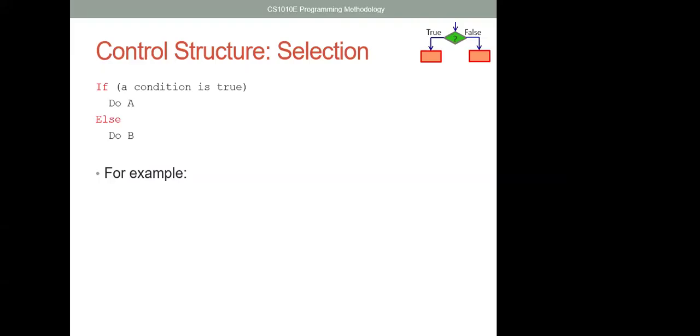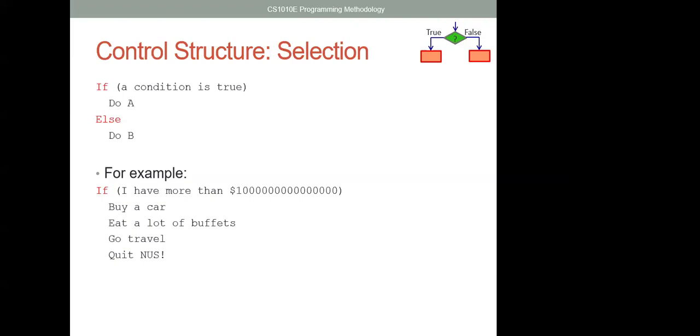For example, if I have more than $1 trillion, what do we do? I will buy a car, eat a lot of buffets, go travel, quit NUS. But if not, else, I don't have that much, what do you do? Be good and study. Of course, this is a very weak example. What if you have $999.999 trillion? You still study. But I just want to say that because of the condition, you will choose A or B.